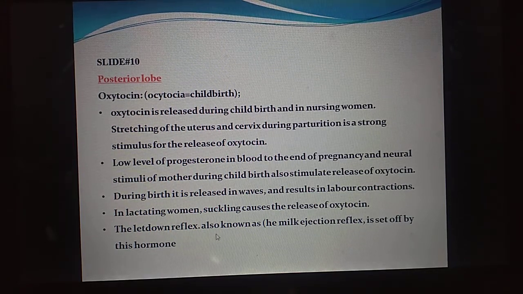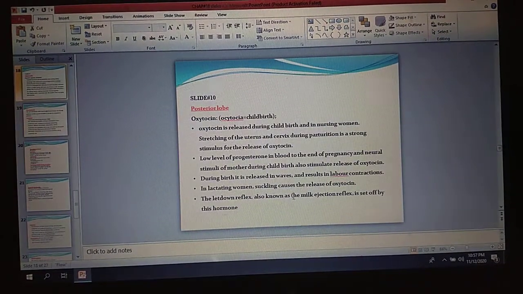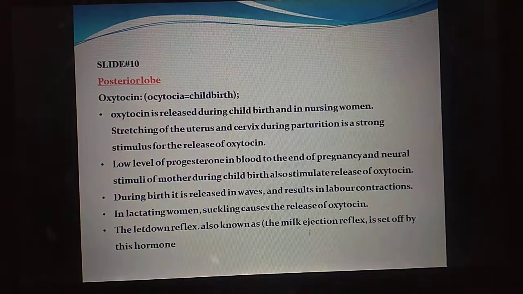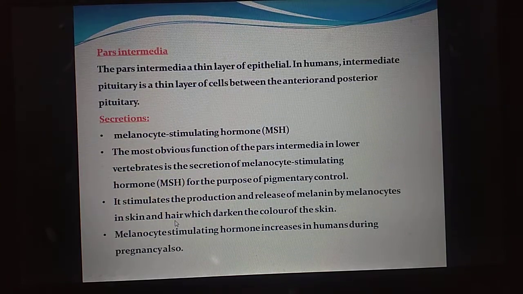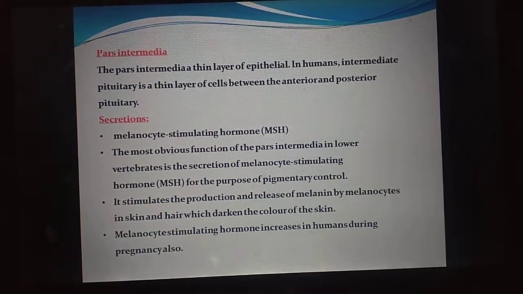The let down reflex, that is milk ejection, also occurs because of oxytocin. Okay, in short we can say oxytocin has a very important role during childbirth. Besides this, it also plays a very important role in the let down reflex of the milk.